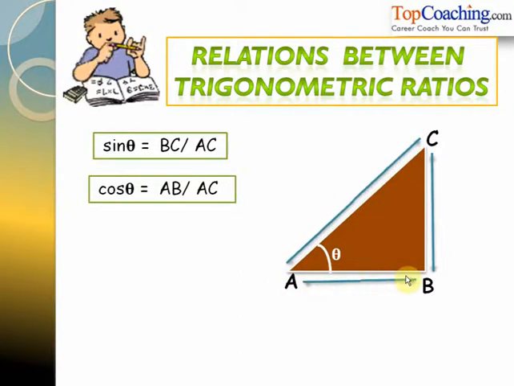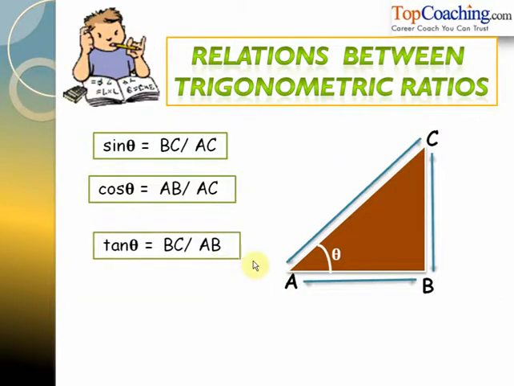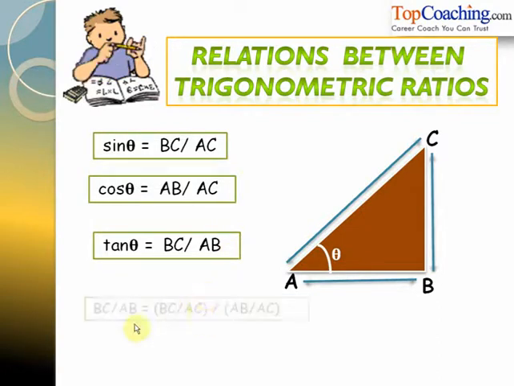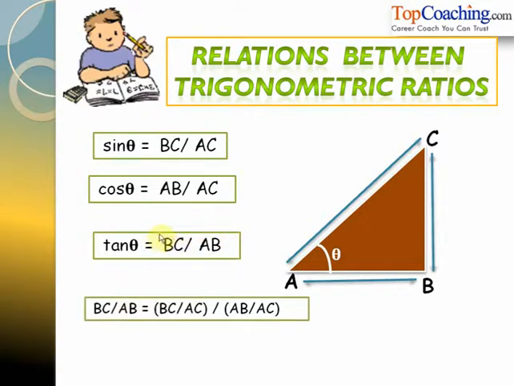So this is equal to this length divided by this length. Tan theta would be equal to BC upon AB. So this is simply the ratio of height to base. Now what we observe here is BC upon AB, that is tan theta, could be written as BC upon AC divided by AB upon AC.